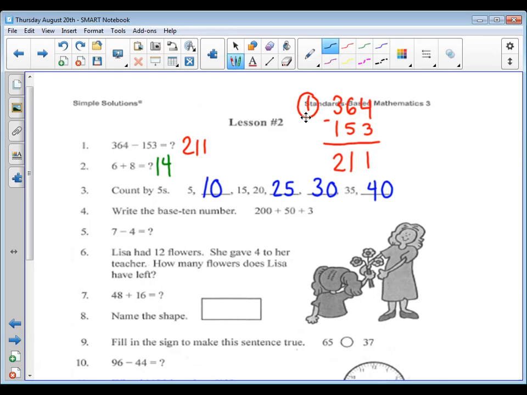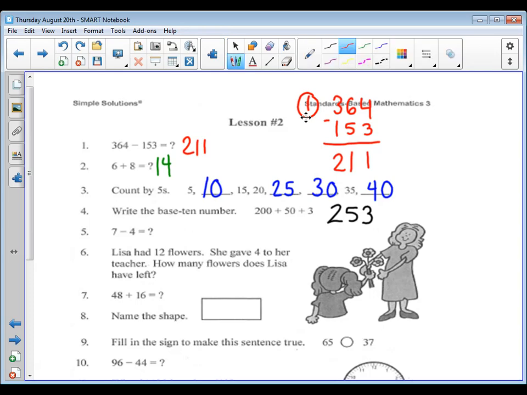Number 4, write the base 10 number, 200 plus 50 plus 3. What type of way are we representing our number? What do you call that form? If you said expanded form, you are correct. So now whenever it says base 10 number, that's just a fancy way of telling you to write it the regular way. Hopefully you were able to quickly solve that it is 253. If you would like to set it up like an addition problem, you can do that as well.